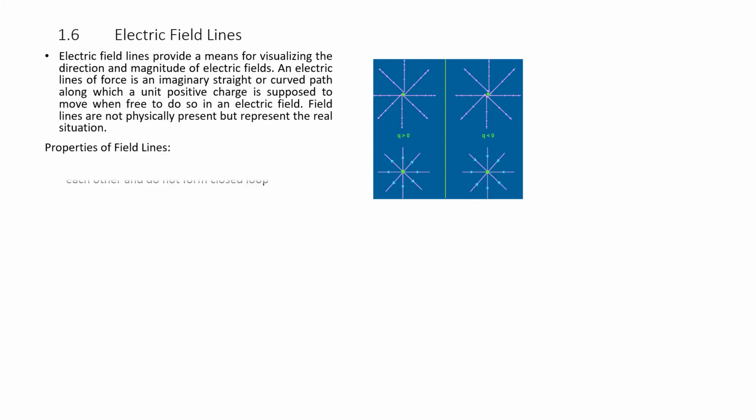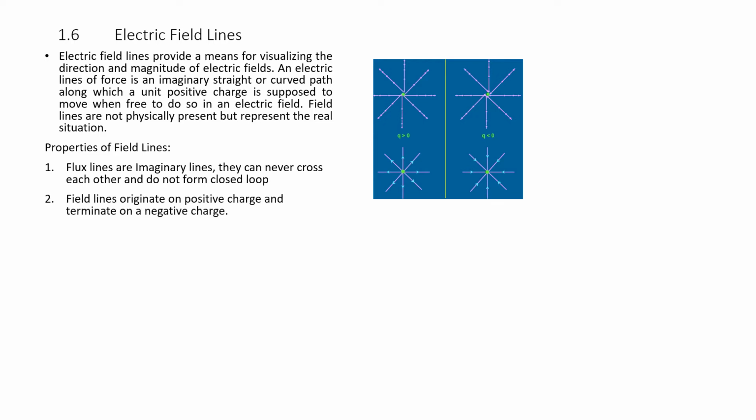Properties of field lines. Field lines are imaginary lines. They can never cross each other and do not form closed loops. Field lines originate on positive charge and terminate on negative charge. As seen in the diagrams, the outward lines originate from positive charge Q, and on the right hand side, on the negative charge, they are terminating.